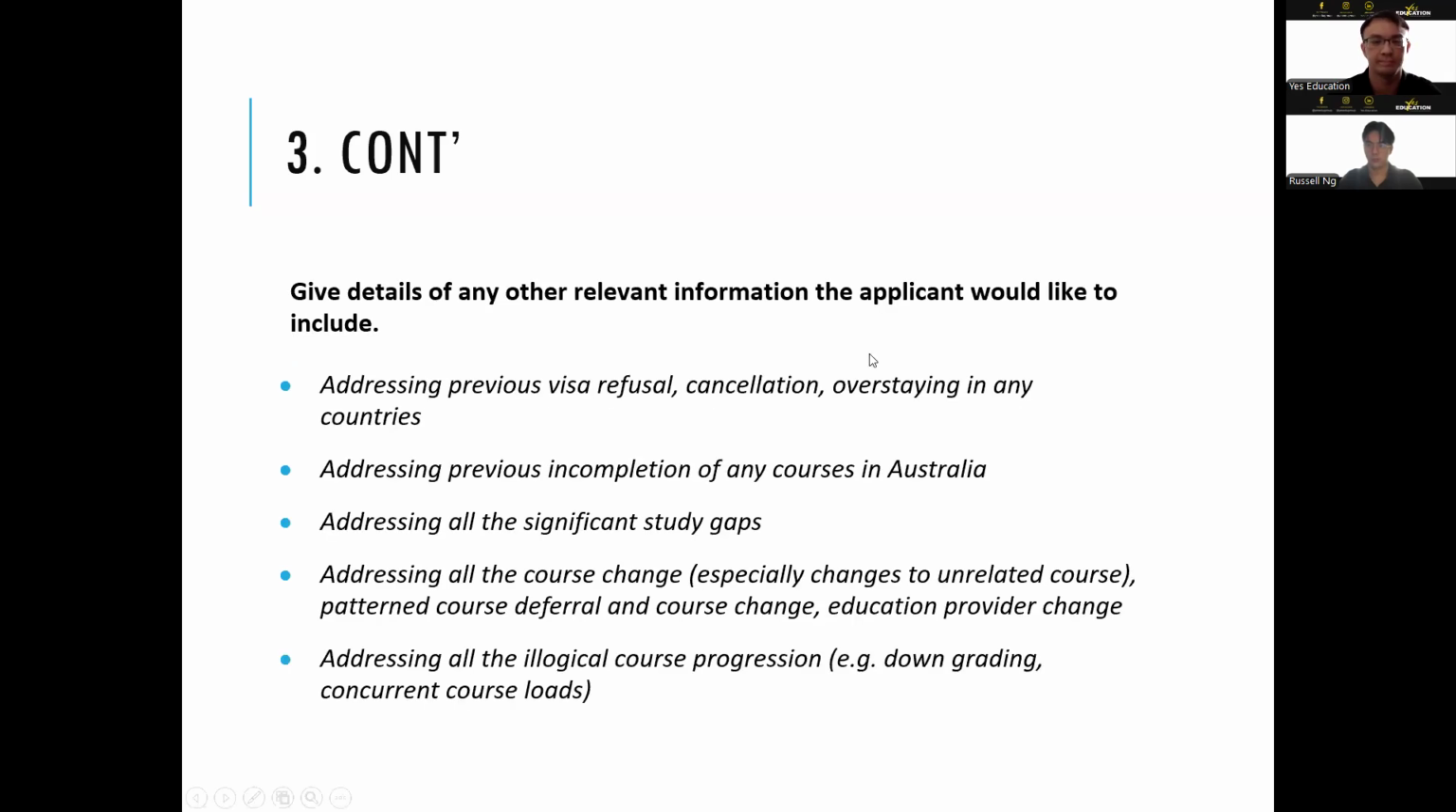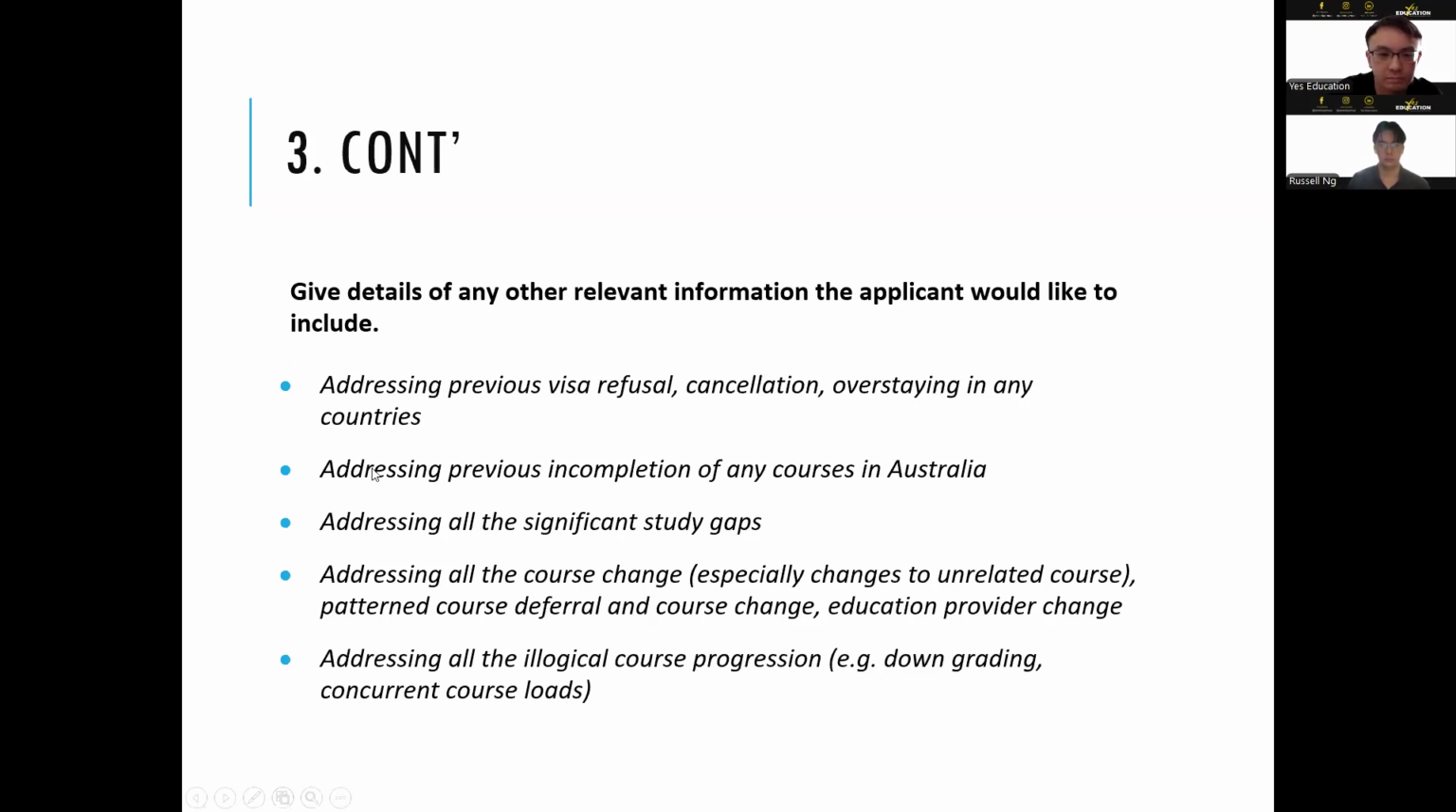Next question is other relevant matters. If you do have issues listed here, you need to talk about it. For example, if you have previous visa refusal, cancellation, overstaying in any countries, you need to talk about why and why it is not a sign that you will do that again in Australia.